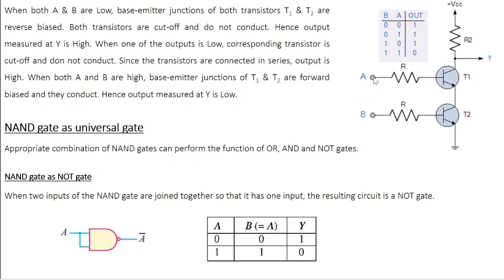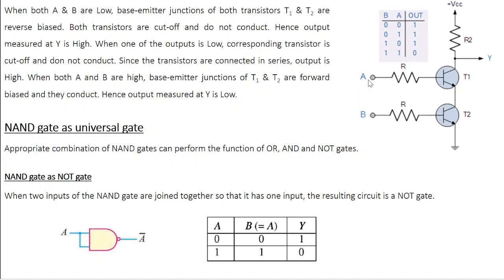Now let's see what happens if both A and B are high. In this case, the base emitter junction is forward biased. So the transistor conducts perfectly. As I said in the previous class, the direction of current flow is from collector to the emitter. So current will start from the positive terminal plus VCC. It flows through T1 and T2. Finally, it will end at the ground. So all the current flows through this path. No current comes to the point Y. So the output at Y is going to be low or 0.